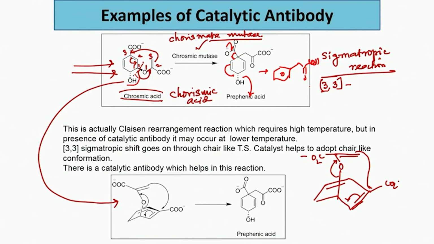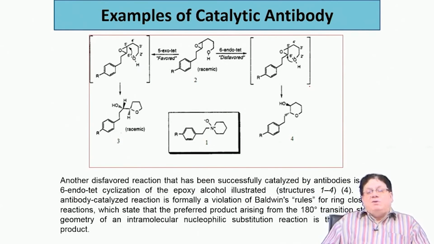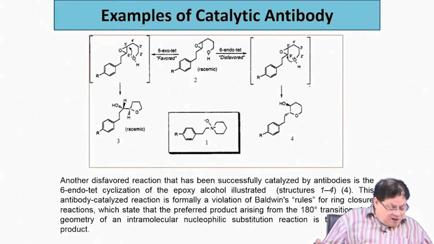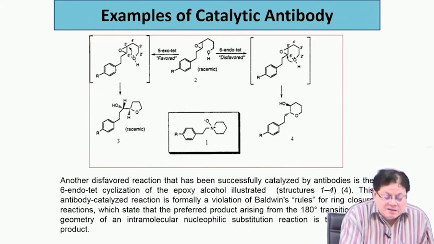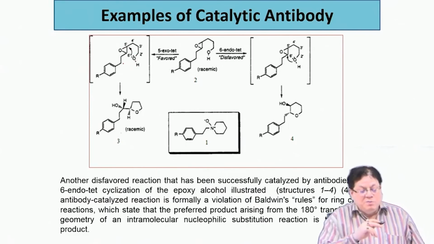The last reaction is what I said, that some of the reactions which are disfavored, which do not happen in standard organic reaction, you can force by catalytic antibody, you can force the reaction to follow a disfavored pathway. How? So, let us take this example. This is a phenyl with some substituent, then CH2 and an epoxide, and then the epoxide is connected ultimately to a hydroxy group. Okay.